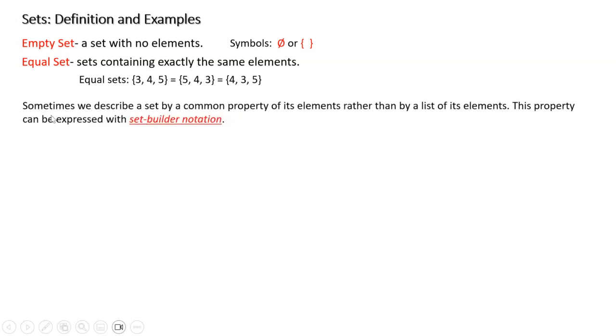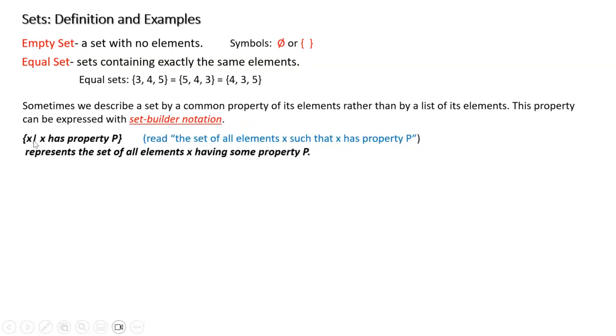Now, sometimes we describe a set by a common property of its elements rather than by a list of its elements. Up to this point, we've used a list of its elements. Now we can describe it by using the set builder notation. Let me explain what it means. Okay, this is how you read it. The set of all elements X such that X has a property of P. Whatever the property of P, guys, that's what X has.